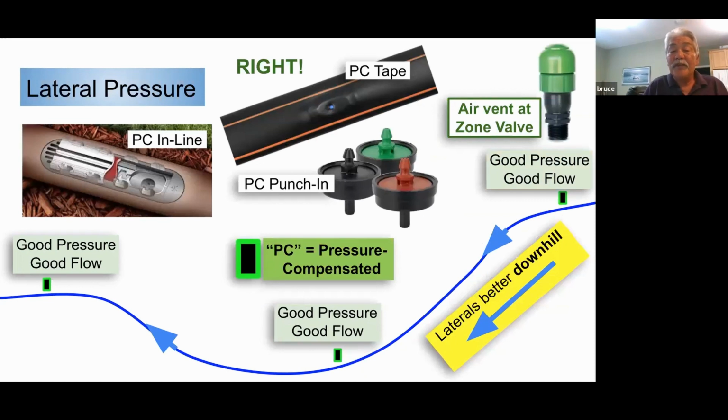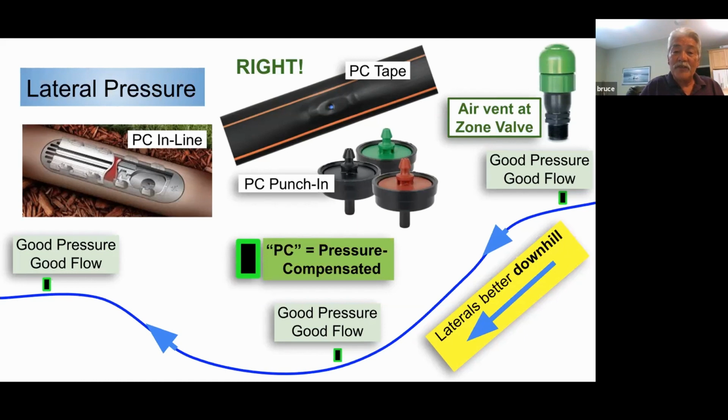So lateral pressure, the best thing for that is pressure compensating emitters. Pressure compensation, be it a puncheon type of emitter, be it a tape, be it inline drip. You can look at anything that's pressure compensating. You're going to get a lot longer line capability, as well as a consistent flow throughout that line.